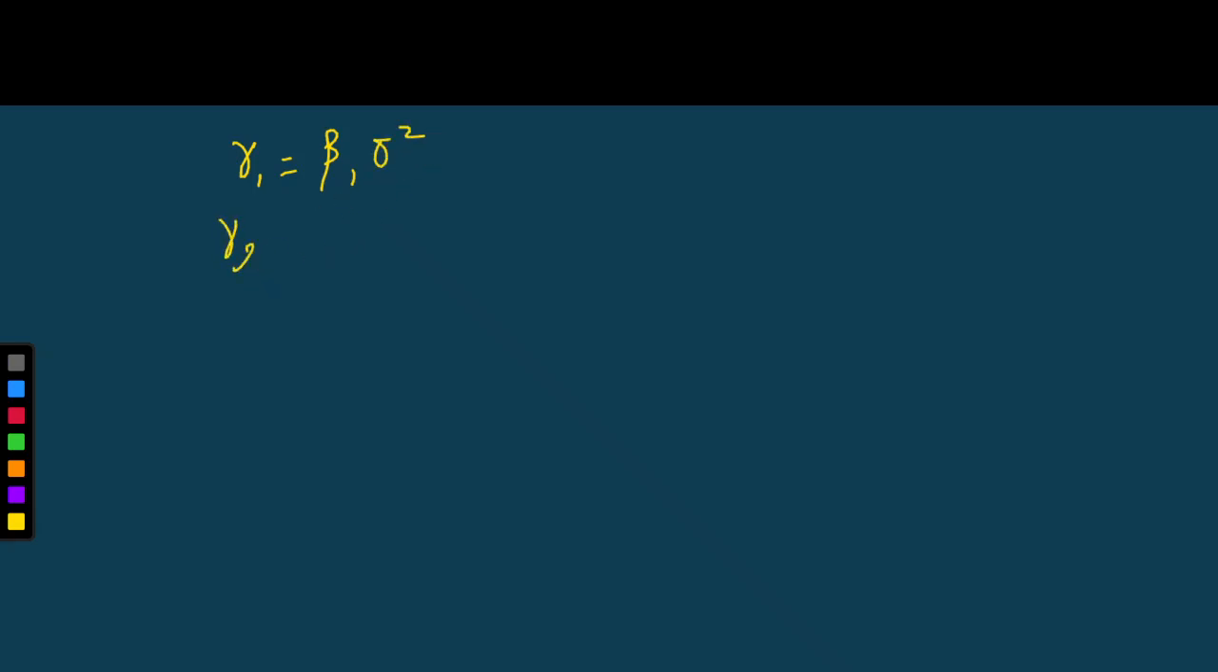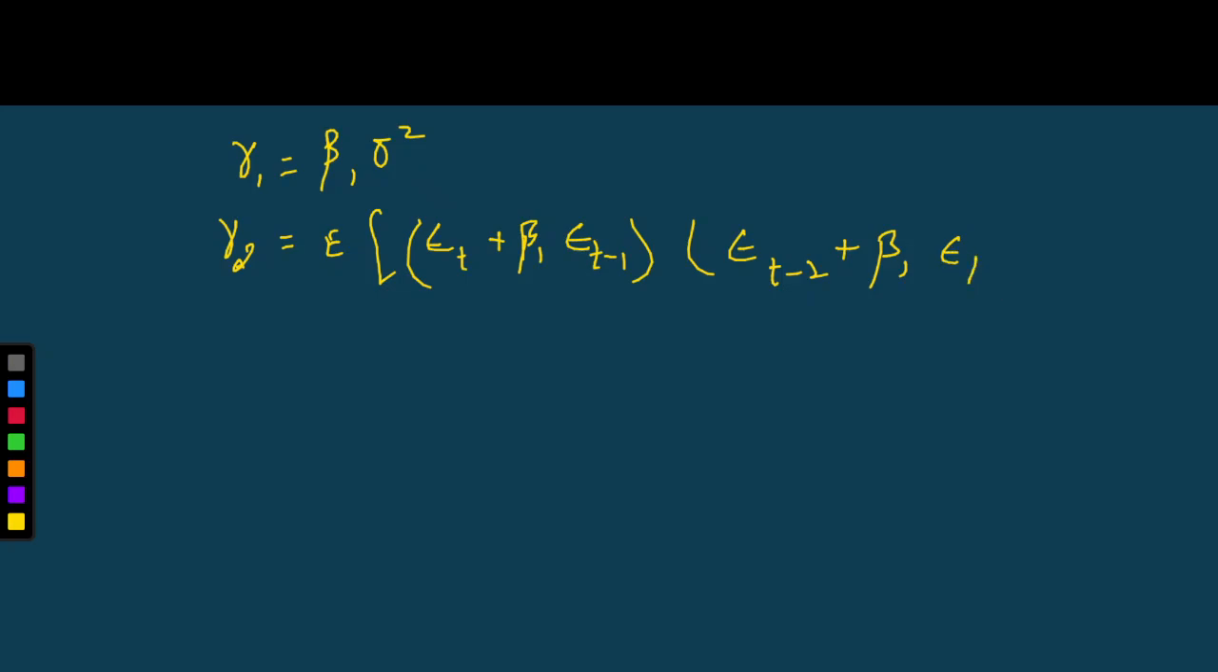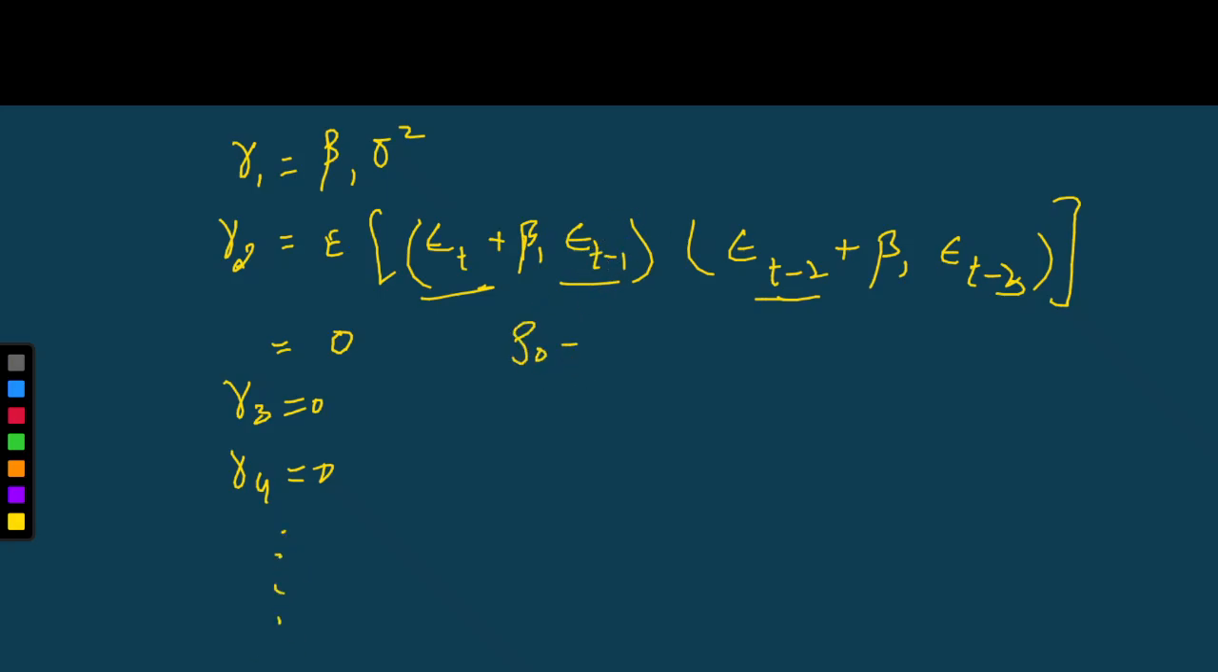Let's calculate gamma 2 quickly. Gamma 2 is the covariance between yt and yt minus 2, the expected value of epsilon t plus beta 1 epsilon t minus 1 times yt minus 2, which is epsilon t minus 2 plus beta 1 epsilon t minus 3. Now all these covariances are 0 as per the white noise process, so there will be no term. So gamma 2 is 0, gamma 3 is 0, gamma 4 is equal to 0, and so on. It means rho naught is 1 because it's gamma naught over gamma naught.